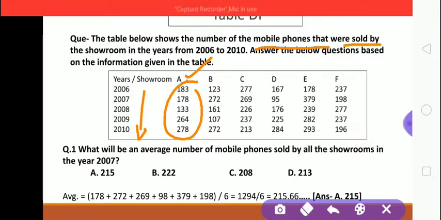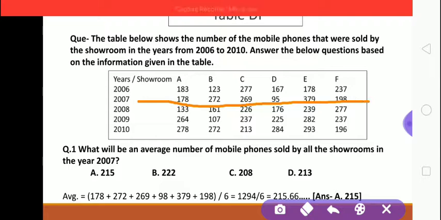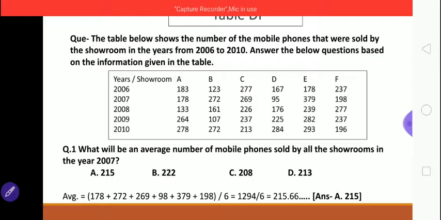So that's why it is important to read the question and to analyze the table in the first few seconds. After that, read the question: what will be the average number of mobile phones sold by all the showrooms in year 2007? So in year 2007, observe here, these are the numbers of mobiles sold by each showroom. So it is asked to find the average number of mobile phones sold by all showrooms in 2007. How to find the average: summation of all the numbers divided by how many showrooms there are. 6 showrooms are there, that's why divided by 6.